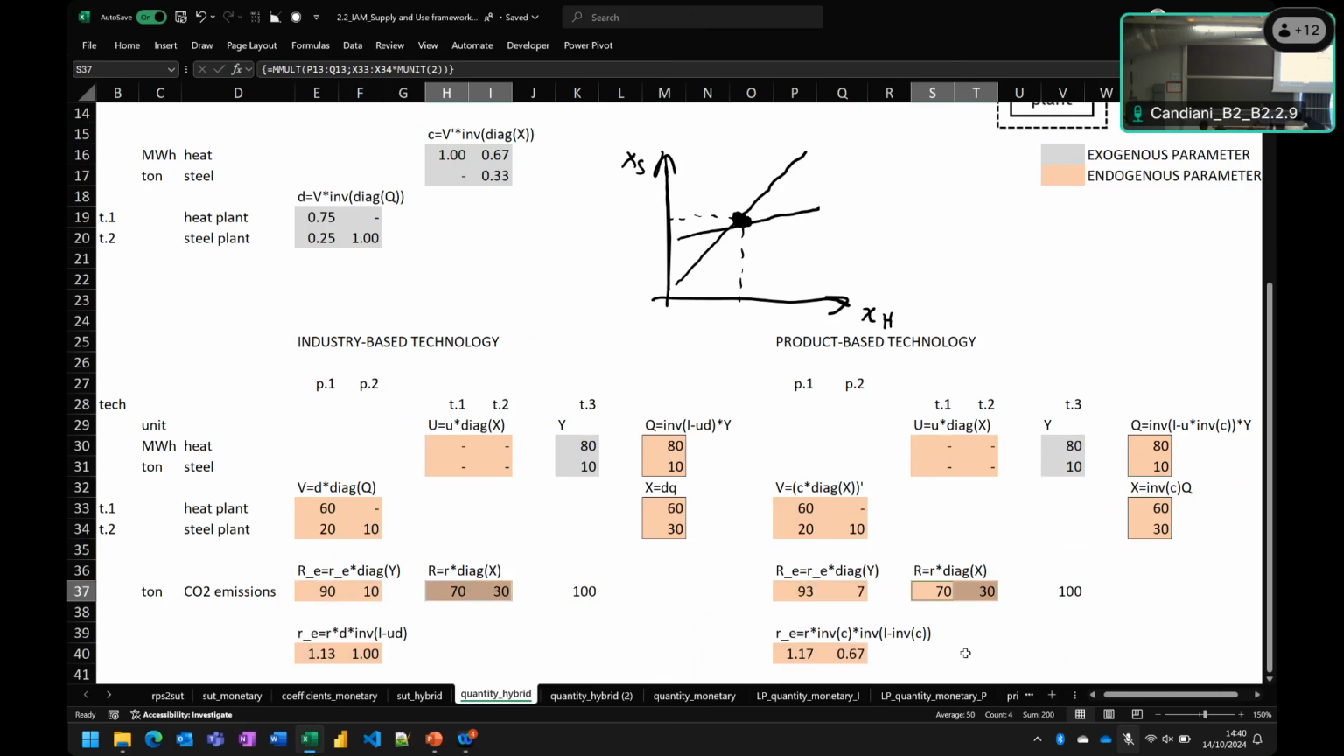So I know that, quantitatively speaking, I have 70 kilotons of CO2 out of technology 1, that is the heat plant, and 30 out of the steel plant. This is something I can measure. So independently from the assumption that I'm using, I'm always hitting these two numbers. On the other hand, you see here I have the impact of such products.